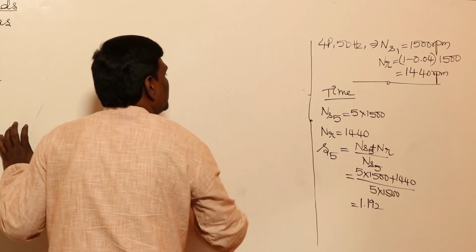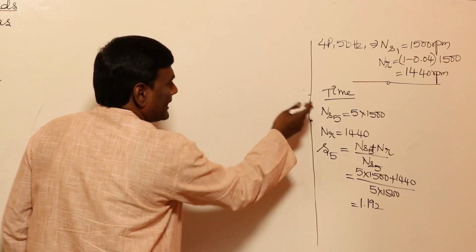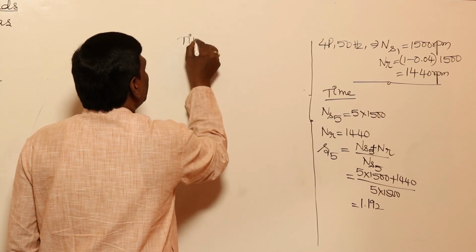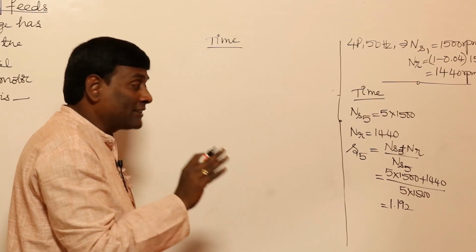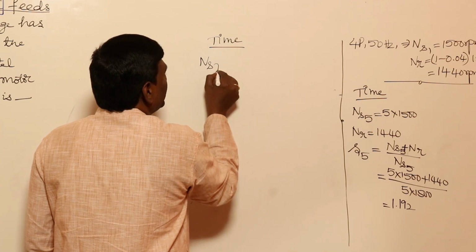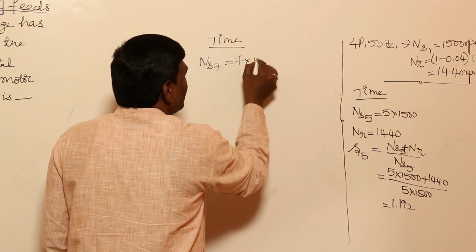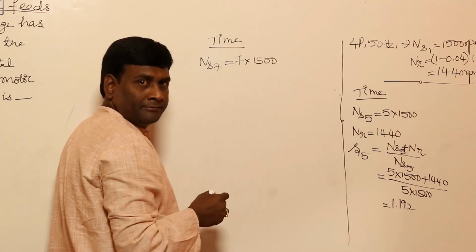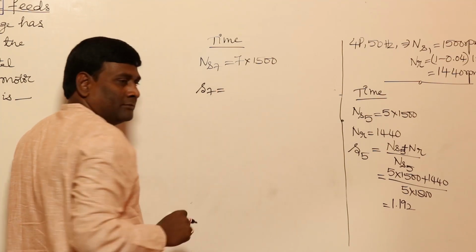Okay, for example, sorry, time only. So for example, for time only, they ask you the seventh harmonic slip for the same question. So how much will it be for the seventh harmonic? What is the synchronous speed? 7 into 1500 because it is time. Okay, now what is S7 going to be?